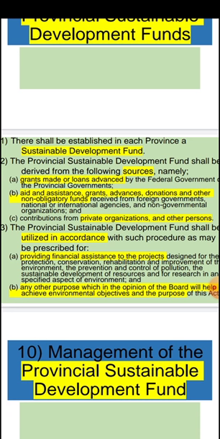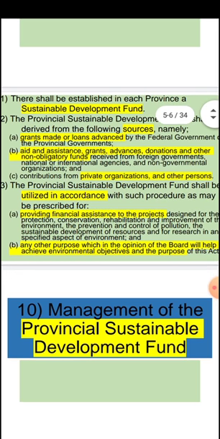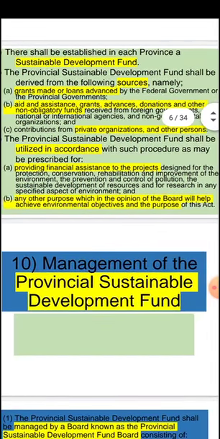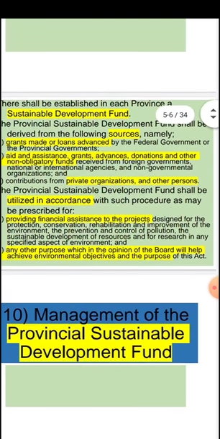So in this section, in subsection number 2, it is described about the sources of this fund, from where the money will come in this fund, and who can contribute to this fund. And then in the subsection 3, it is about its utilization. So what is this utilization? It is about providing financial assistance to the projects, and then any other purpose which is in the opinion of the board will help achieve environmental objective and purpose. So this is something about the sustainable development fund.